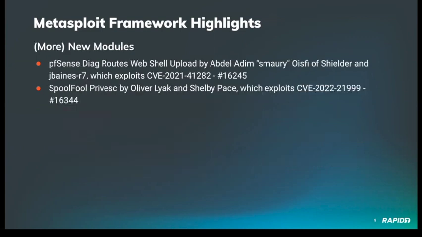And our very own Jake Baines has added a module that exploits, I believe it's an authenticated, arbitrary file creation vulnerability in the pfSense HTTP interface, and we'll have a demo of this later. And our very own Shelby Pace has added a new module targeting the Spoolful, aka CVE-2022-21999, and it is a local privilege escalation targeting the Spool service on Windows 10 or server builds 18.362 or earlier, and we will have a demo of this later.